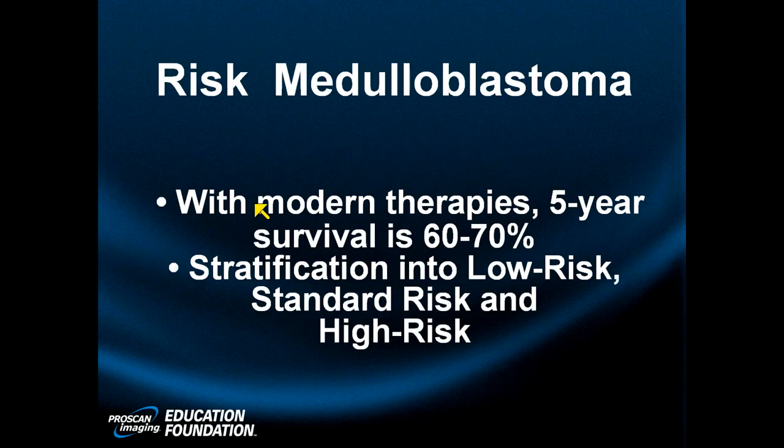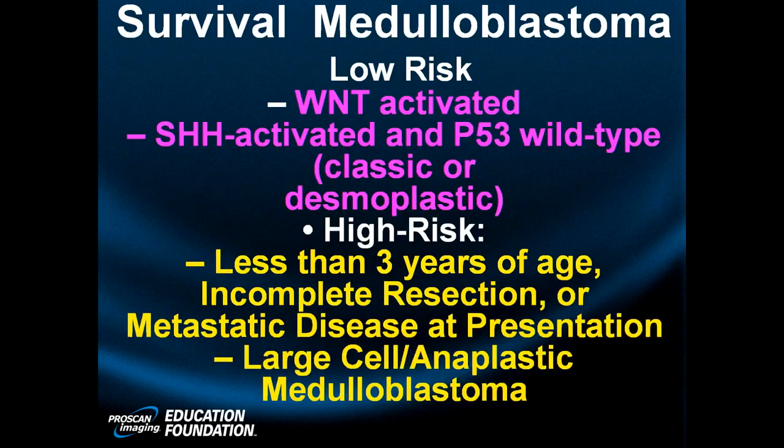With modern therapies, 5-year survival is about 65%. They are stratified into low risk, standard risk, and high risk, and that stratification is based on histology and the type of genetic mutation, which will be discussed subsequently. The low-risk ones are WNT activated and SHH activated with P53 wild type. They'll be explained to you in detail on MRI online, a little bit beyond what we want to discuss today.